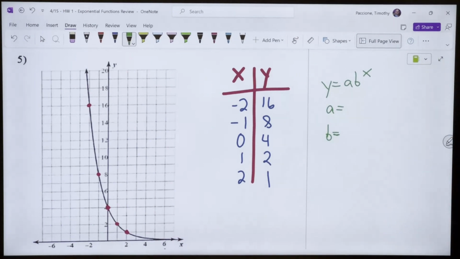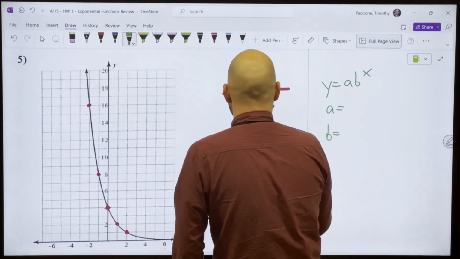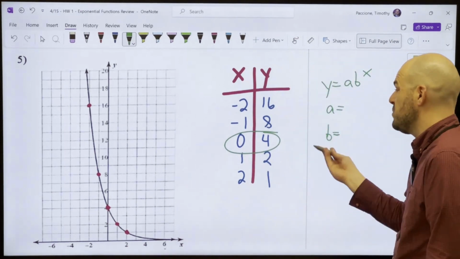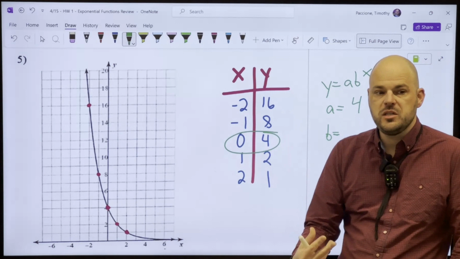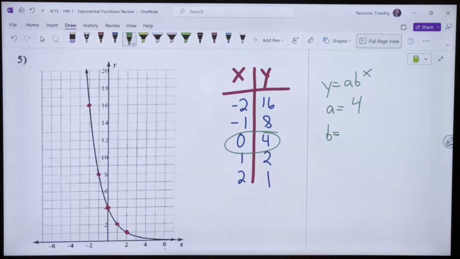My starting point is always my what? Where x is 0, right? It's my y-intercept, so it's 4. My b is my multiplier. Well, we just had a problem where we were like, how do you find the multiplier where it's going down? And what did I say to do? Yeah?